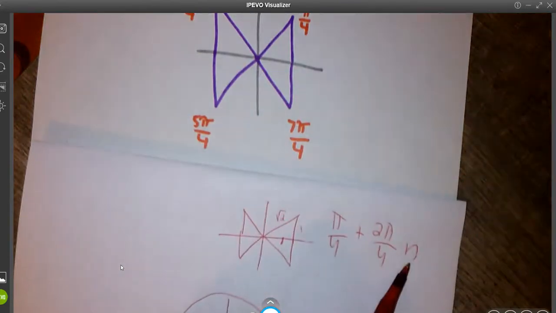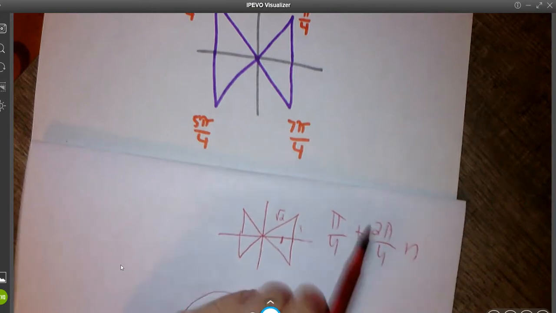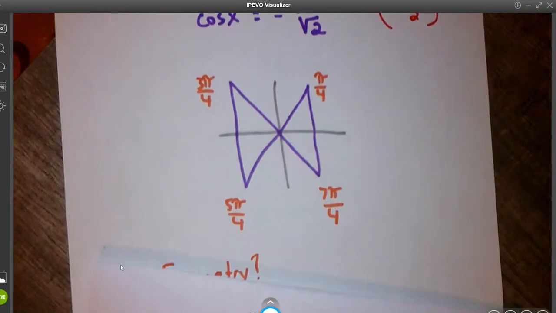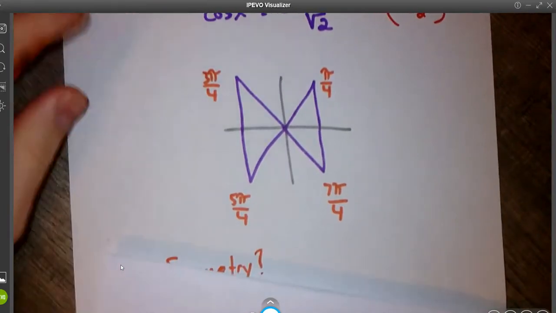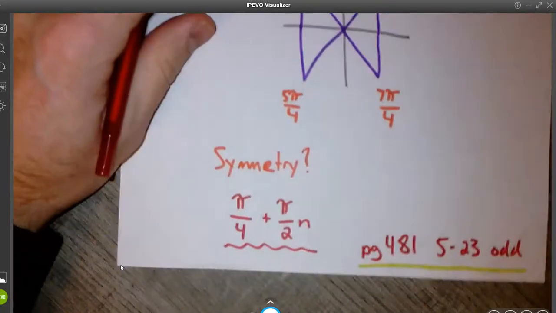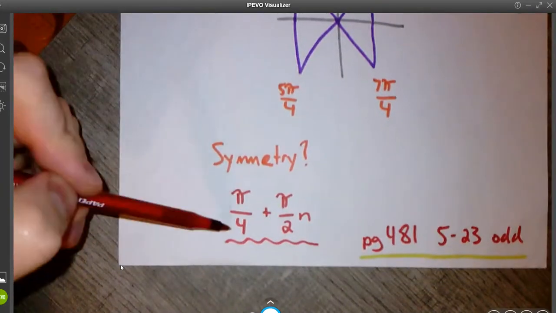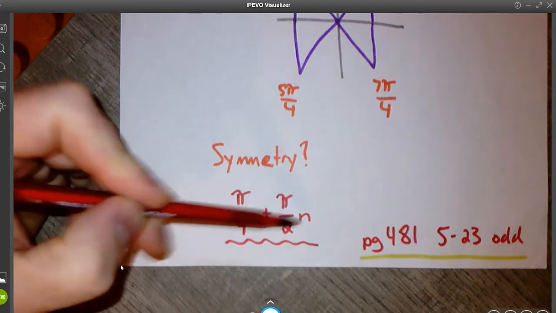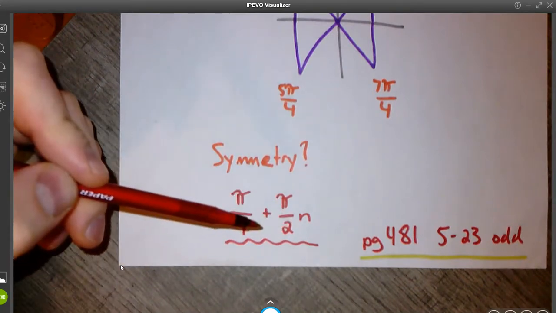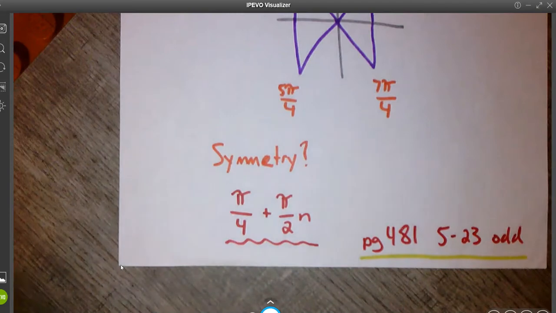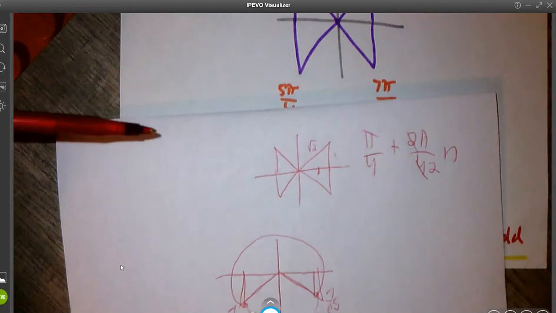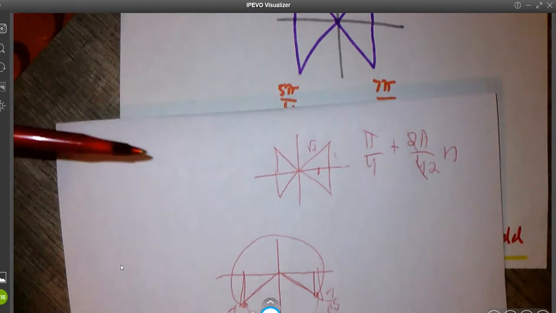2 pi over 4 over and over and over, positive or negative. I go the opposite direction. But 2 pi over 4 reduces, it's 90 degrees, pi over 2. There's 90 degrees between each one of these, pi over 2 radians. So the final answer: pi over 4, the first one, plus half pi or 90 degrees over and over and over in either direction. Okay? So the idea is to draw your triangles where they go, see if you can spot symmetry, and then write the most efficient general solution possible.